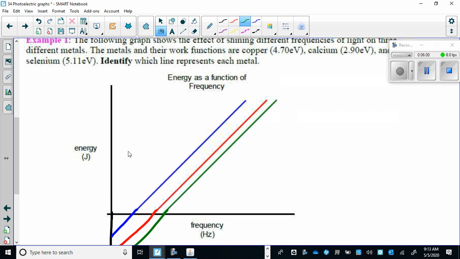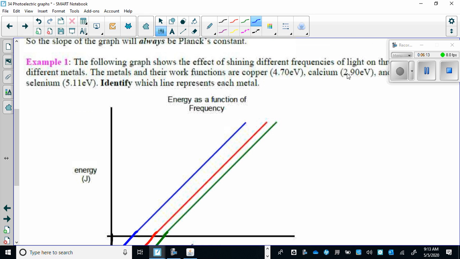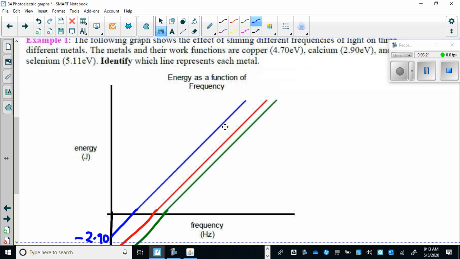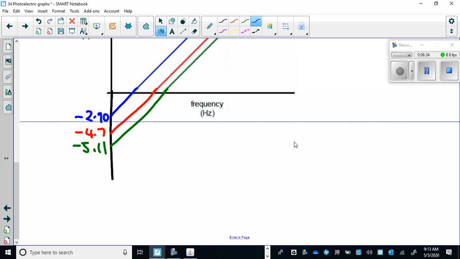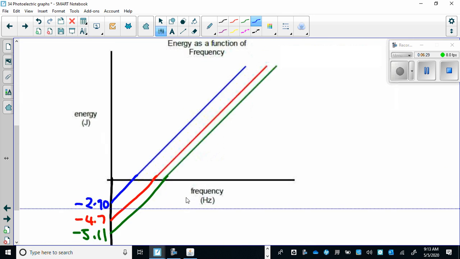And 2.9, blue. So just based on the work functions, you can match up the metals with the correct work functions. Calcium is the blue, copper is the red, and selenium is the green. Okay, and that's it. That is the photoelectric effect graphs. On to lesson 35, which is the Compton effect. Oh, you're going to love this one.